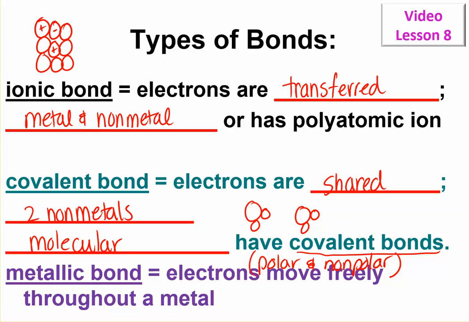Another type of bond is the metallic bond. This is not technically a bond in a compound. When you have a bunch of metal atoms together, they will have some electrons that shift and move freely throughout the metal. This is why they conduct electricity. Anyway, that does not involve compounds. That would be just a mixture. So let's look more at what's going on in covalent bonds.